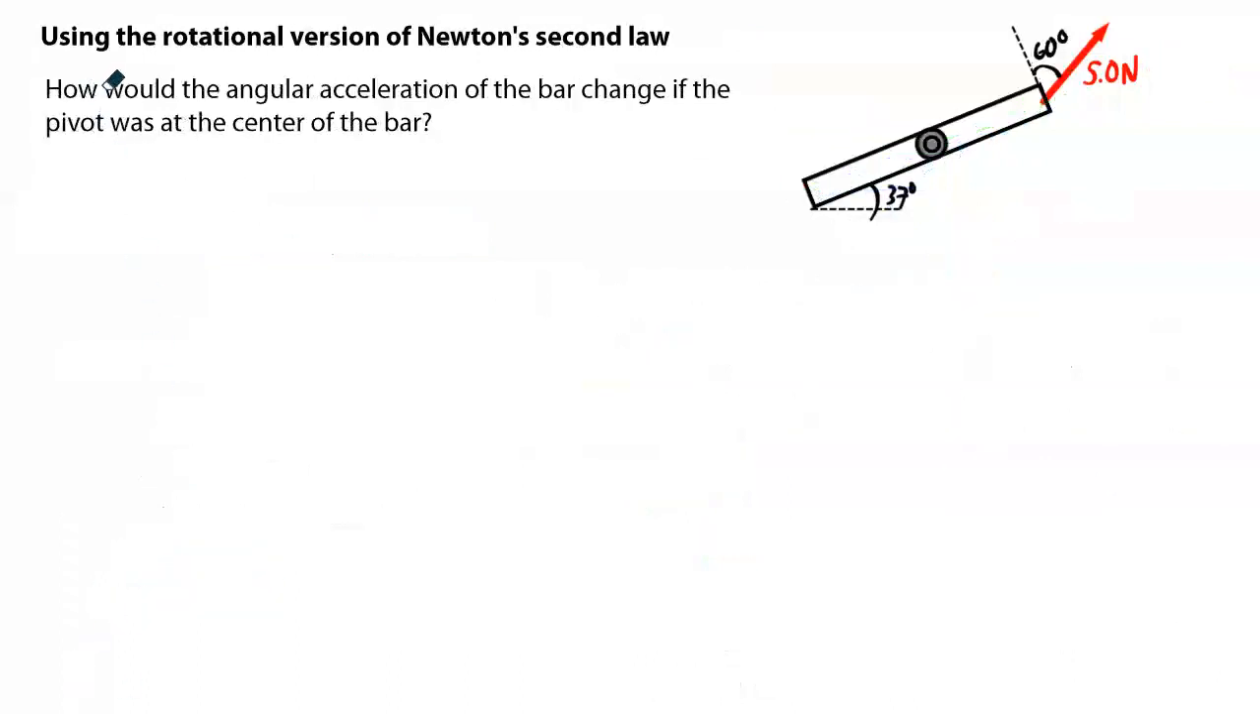Now, I want to know how the angular acceleration of the bar will change if the pivot is actually set at the center of the bar. So it's the same applied force as before. And I want you to tell me what will change, essentially. The problem is a bit simpler, mostly because the force due to gravity is now acting at the pivot. So both that force as well as the force due to the pivot itself are acting at the same point, which is at the pivot.